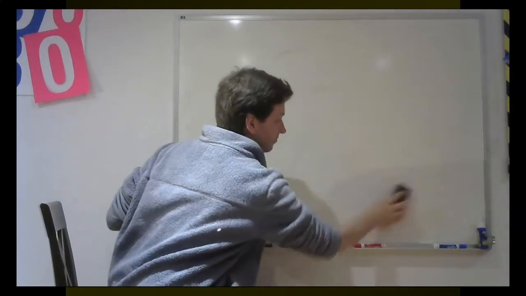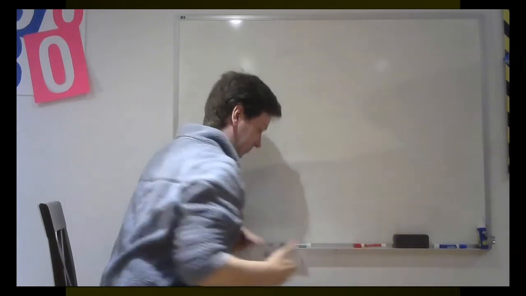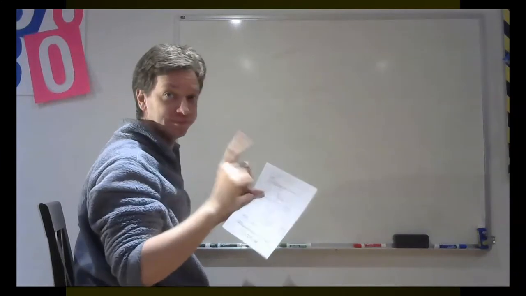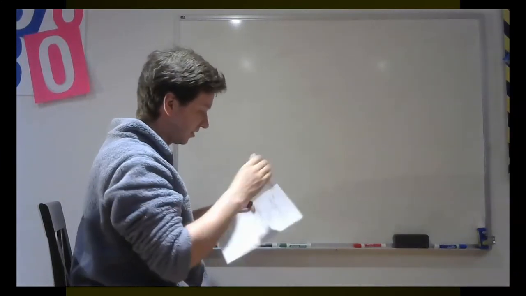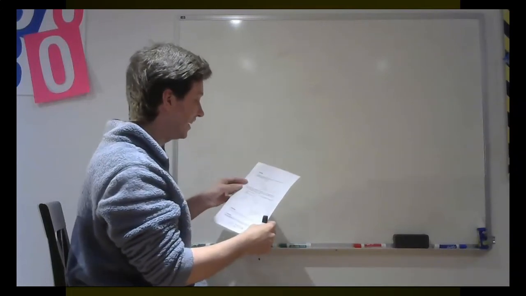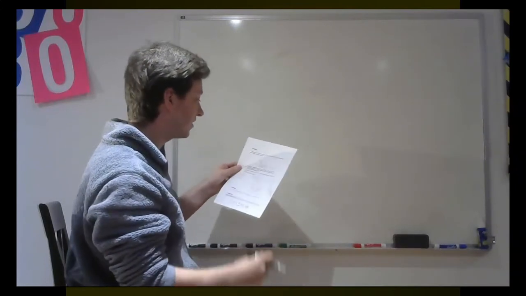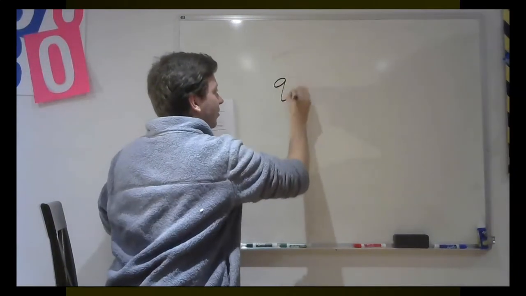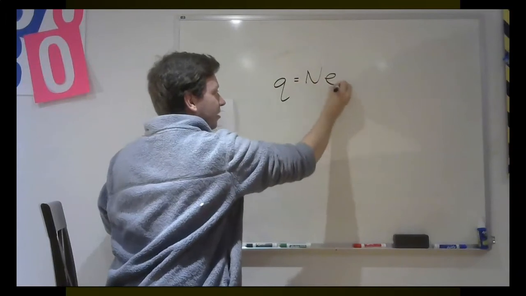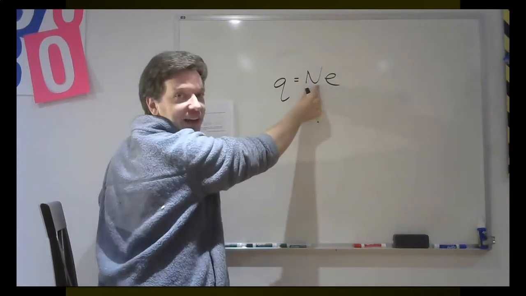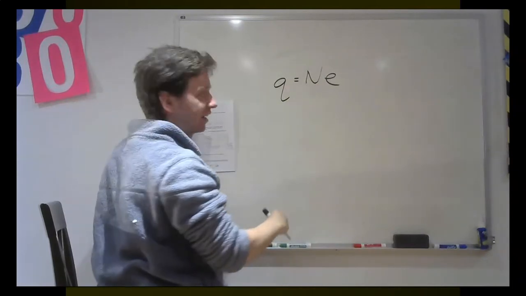So first question. On the back it says, question number one, calculate the number of electrons that must be removed from a neutral isolated conducting sphere to give it a positive charge of 8 times 10 to the minus 8 coulombs. So that's this equation we're going to work with, Q equals Ne: your total charge, your elementary charge, and the number of excess or deficit electrons.